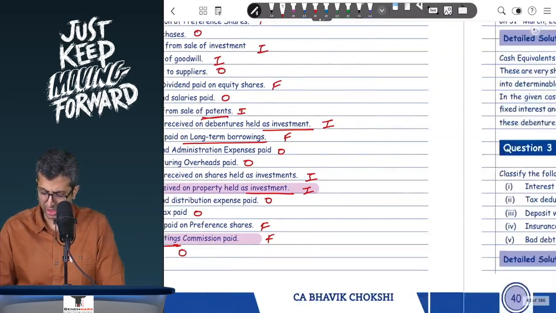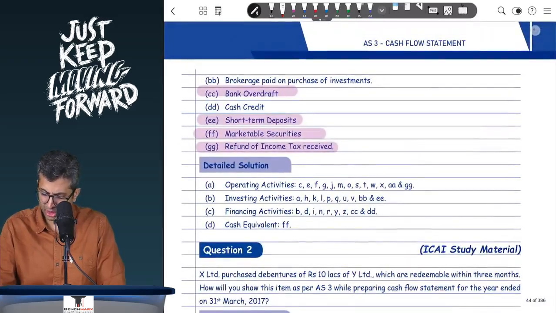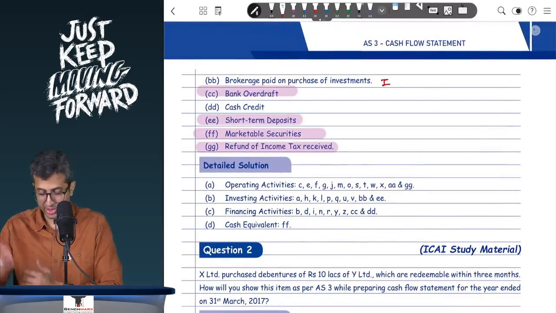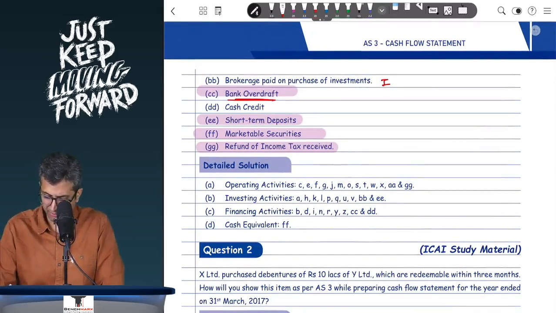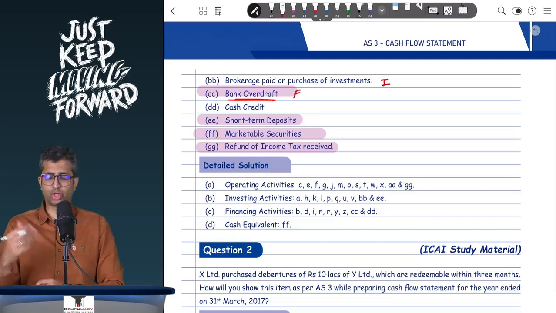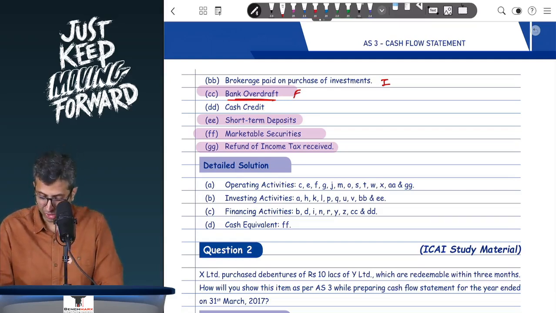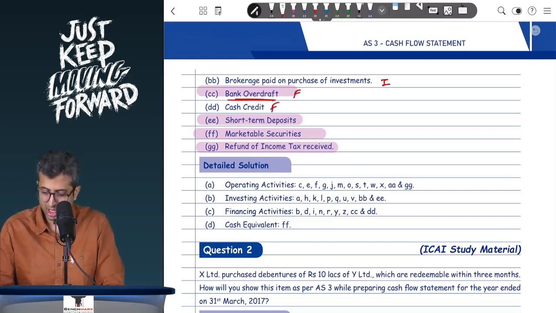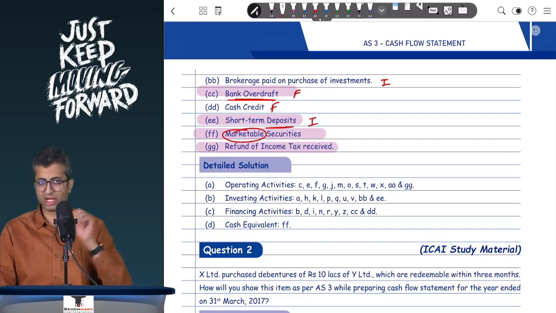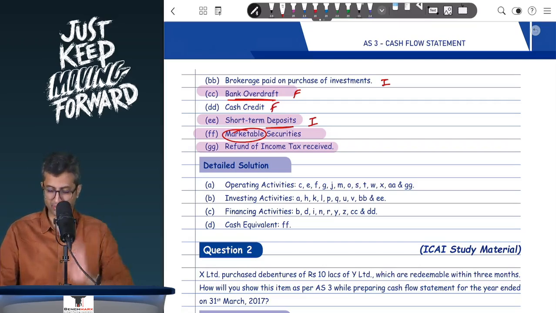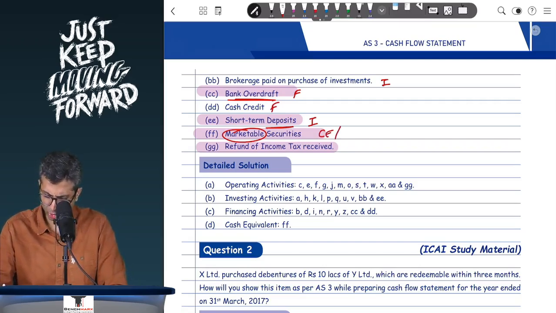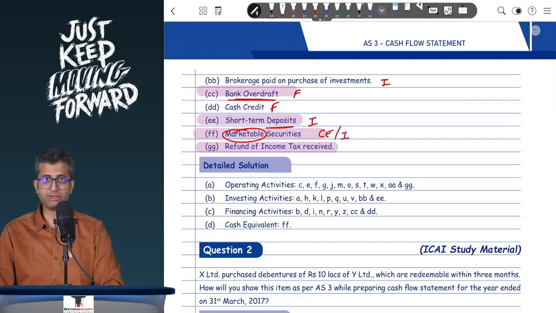Rent paid, operating. Brokerage paid on purchase of investments. Investing, it is linked to investments, will be added to the cost of the investments. Bank overdraft. Financing, even if it is a short-term borrowing, it is a borrowing. Cash credit, also a borrowing. Financing. Short-term deposits, even if it is short-term, you are investing. Investments. Marketable securities, if they are highly liquid, subject to insignificant change in value, and for a very short term, this can also be cash equivalent. Otherwise, they will be investing.